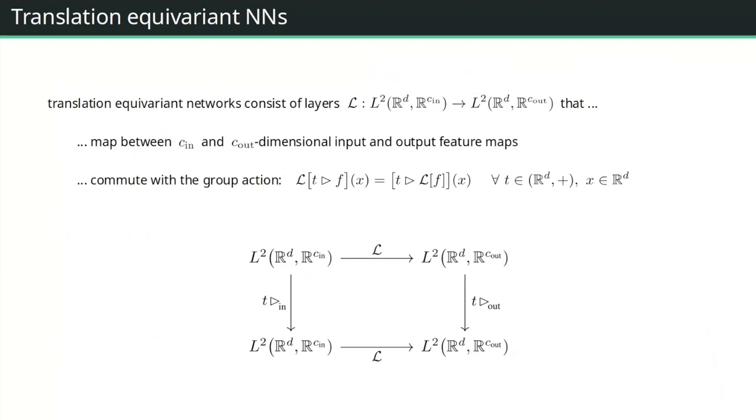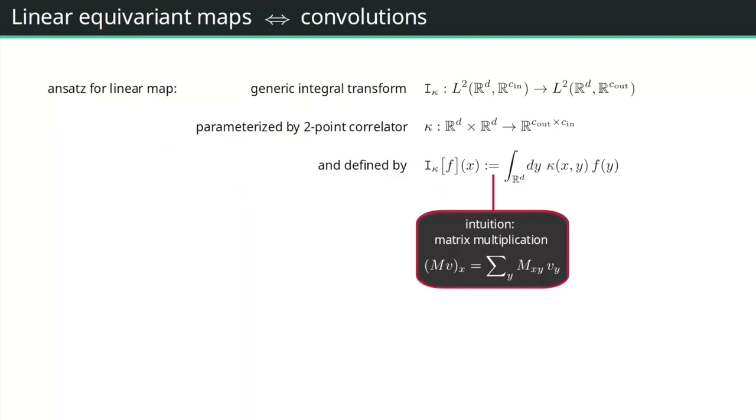Okay, now we have our feature spaces and our group actions, and we can start thinking about how to design translation equivariant layers. Any translation equivariant layer is a map from input feature maps, which are C_in-dimensional, to output feature maps, which are C_out-dimensional, and it needs to commute with the input and output group action. The first result I want to show is a theorem which states that linear translation equivariant maps are convolutions. Yesterday, I showed you that convolutions are translation equivariant. Now we go the opposite route. We make an ansatz of a linear map, and if we demand equivariance on top, we get that this linear map has to be a convolution. So in this sense, it's the most general linear translation equivariant map.